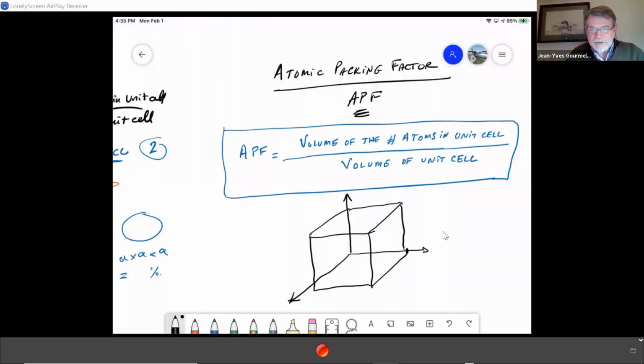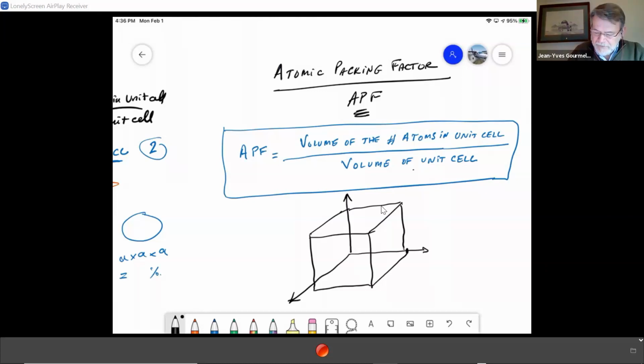Hello again. This is the quick complement I was just talking about at the end of our lecture. We're talking about the atomic packing factor here. The APF is the volume of the atoms in a unit cell divided by the volume of a unit cell. The cube here is a unit cell. The number of atoms are those atoms you saw on that picture I showed you earlier, which I'm going to show again.